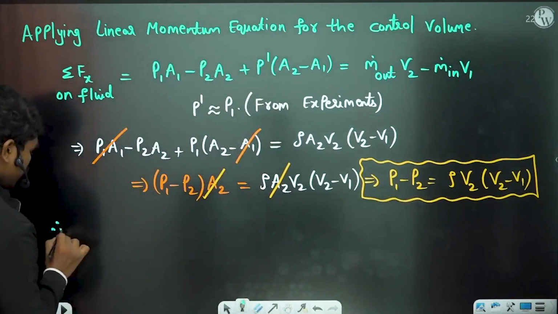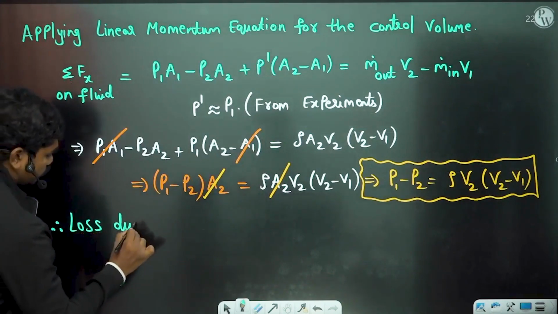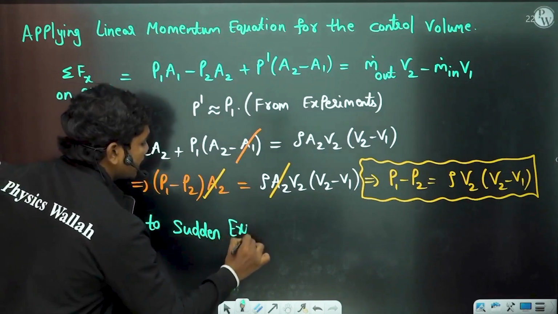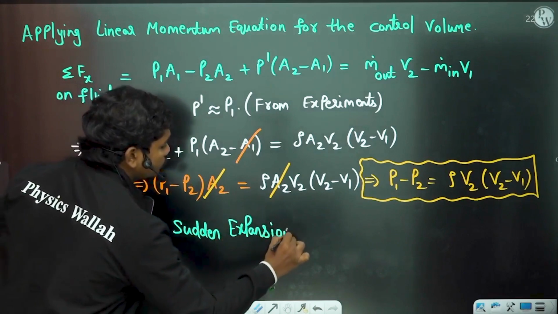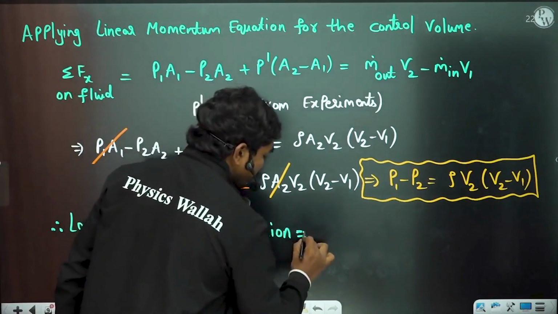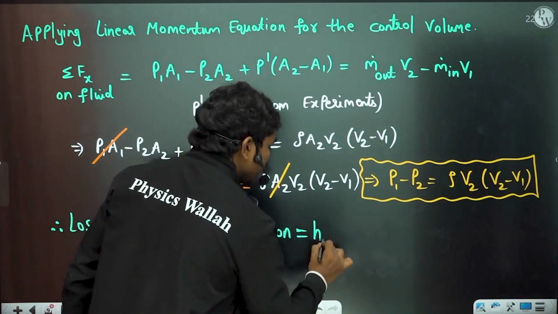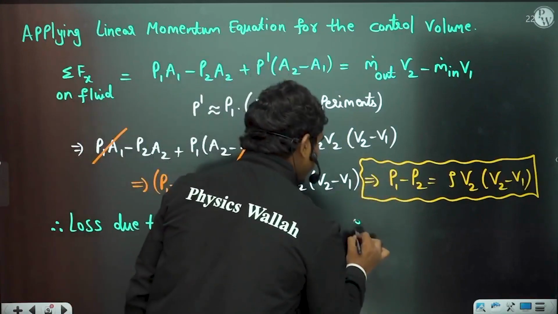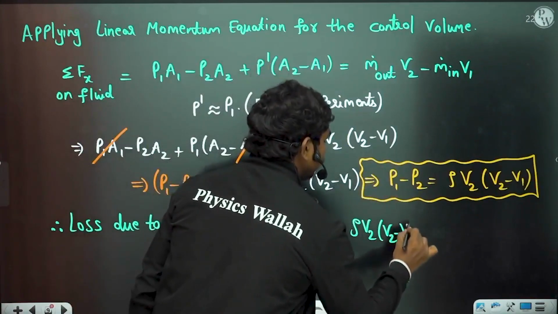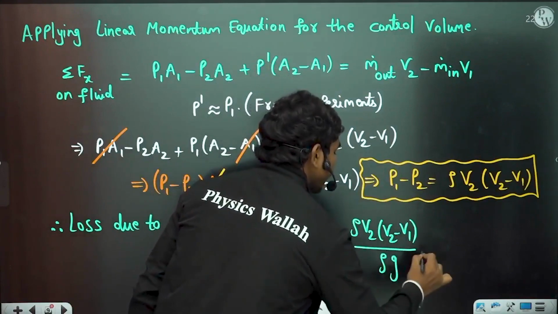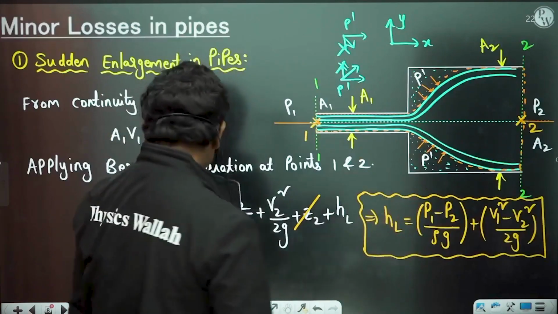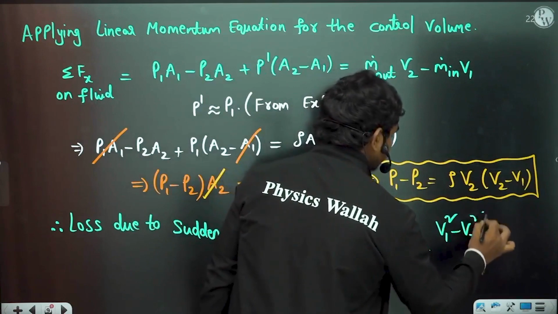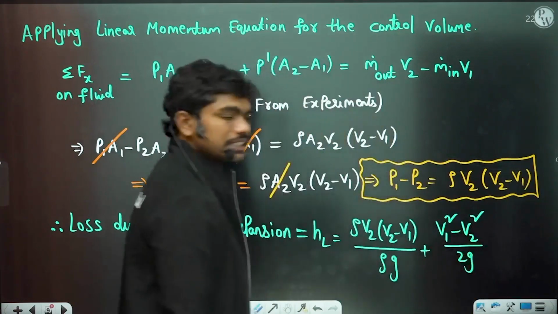Therefore, loss due to sudden expansion is equal to HL, which is P1 minus P2 by rho g, which is rho V2 into V2 minus V1 by rho g plus V1 square minus V2 square by 2g. Okay, so this is what you have.